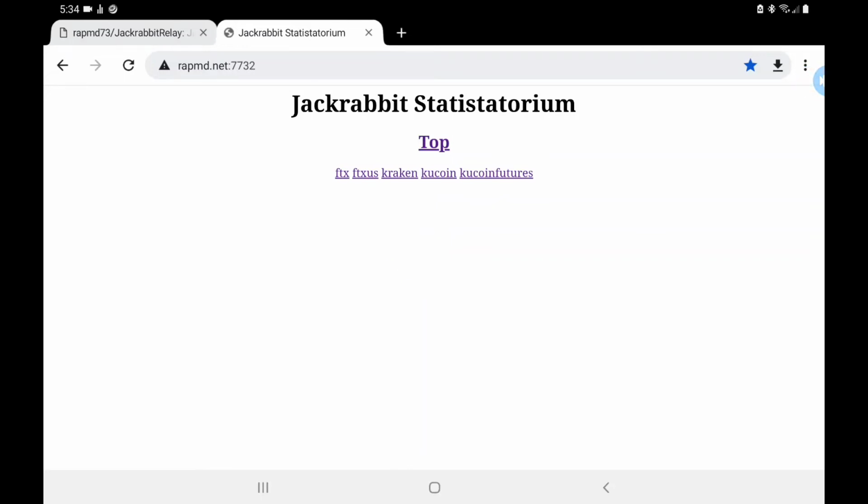Hello. In this video, I'm going to talk about an update to the Statistorium. Over the last week or so, I have been working to improve the Statistorium's information. So let's get right into it because there is a lot to unpack.